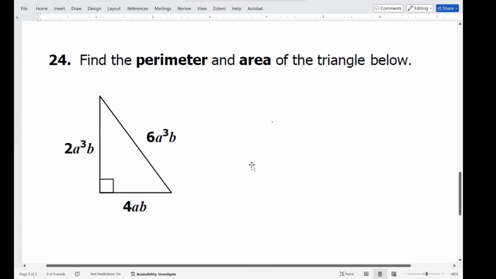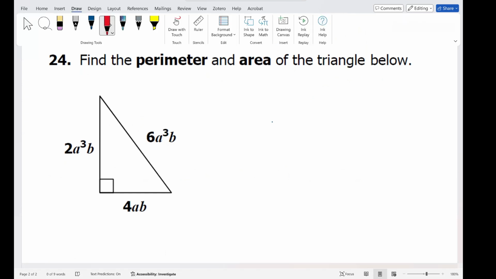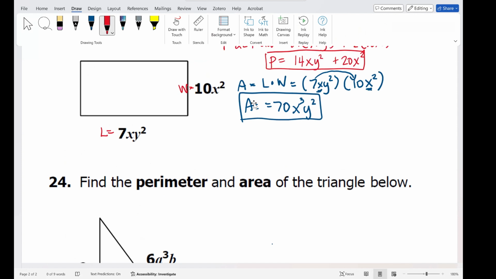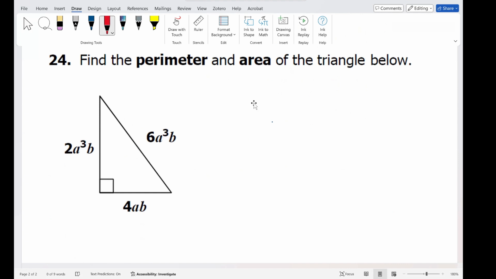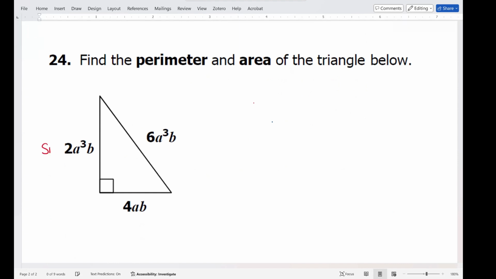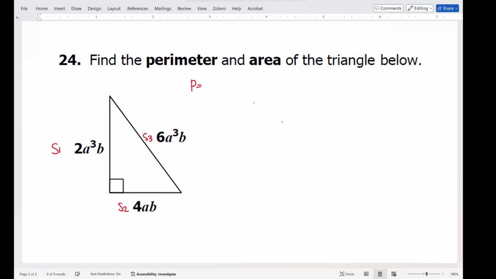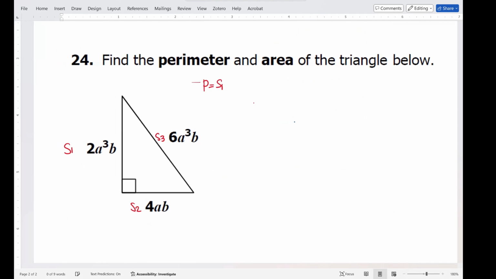So in this question here, find the perimeter and area of a triangle. Let's start with the perimeter. So what I'm going to do is label these S1, S2, S3. The reason is, like we defined, the perimeter is the distance around the geometrical shape. So I'm going to have S1 plus S2 plus S3.